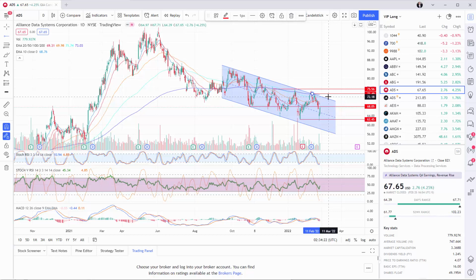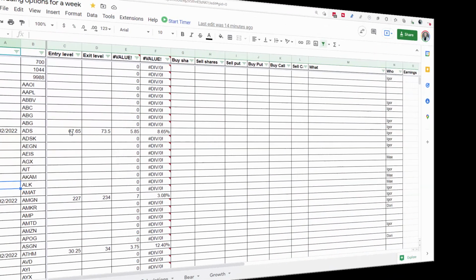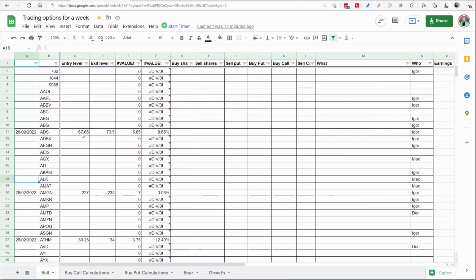What I do is record it in my table, so I put the current price 67.65 and around 73.50. It gives me instantly the potential profitability of $5.85 and calculates the profitability in percentage as well. So it gives me about 8.6%. Now what I want to say is that it's not a definite trade. After that I'm going to do further research as well.